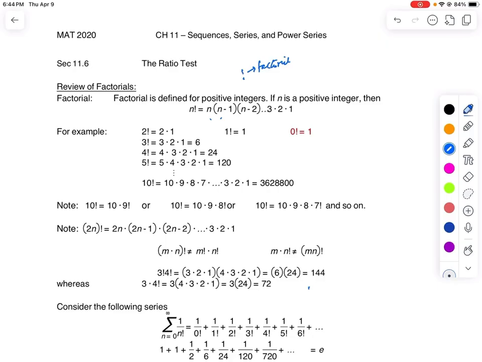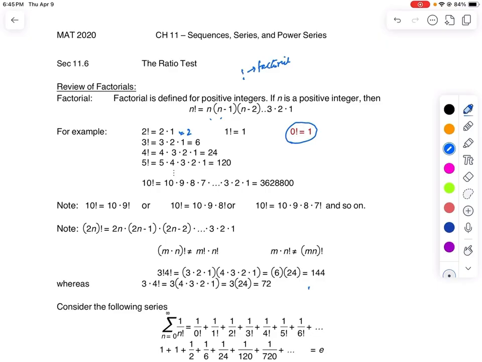Okay. So here are the examples. If you have 2 factorial, you will start with 2, come down 1 number, so we get 1. When we get 1, we stop. So 2 factorial is nothing but just 2. Now 1 factorial is 1, and because it's 1, we have to stop. Now 0 factorial is something that is defined to be 1. So we define it as 1. 0 factorial is not 0, but it is 1.